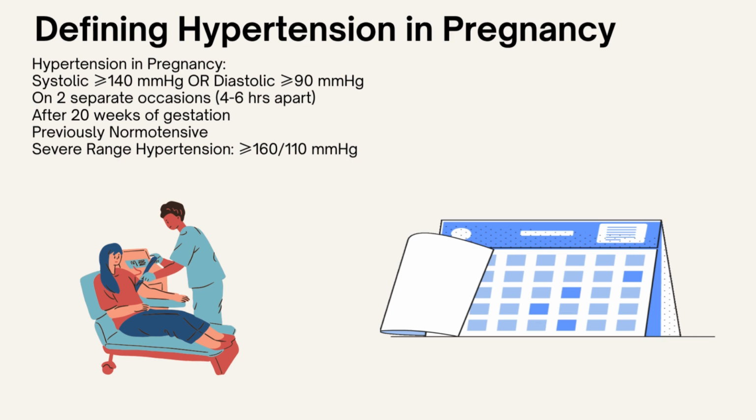So single elevated readings aren't enough for diagnosis. We need consistency. And pay attention to the after 20 weeks part. That's a key differentiator we'll explore later. It's also vital to recognize severe range hypertension, which is greater than or equal to 160/110 mmHg. This is an urgent situation requiring immediate attention.